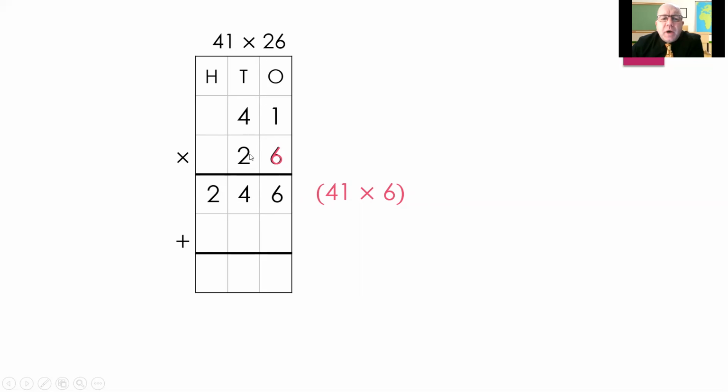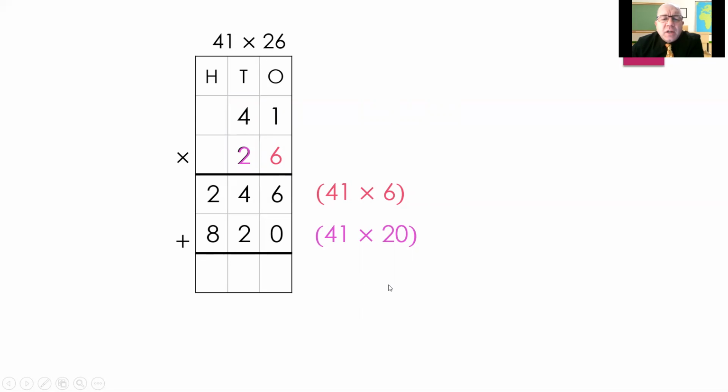We're now going to move to this part of the question, the 20. We're now going to do 41 times 20. Remember, it's not a 2, this is 20. 20 times 1 is 20. 20 times 40. Well, 2 times 4 is 8. We've got 2 zeros in the question, so we've got 2 zeros in the answer. So 20 times 40 will be 800, and we can put that into the hundreds column there.